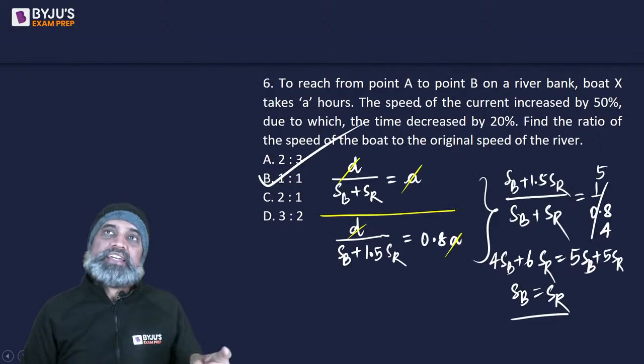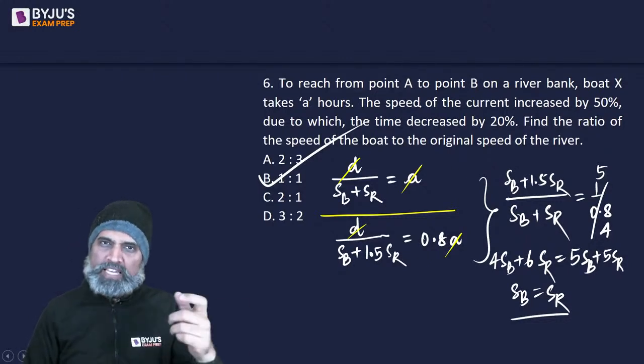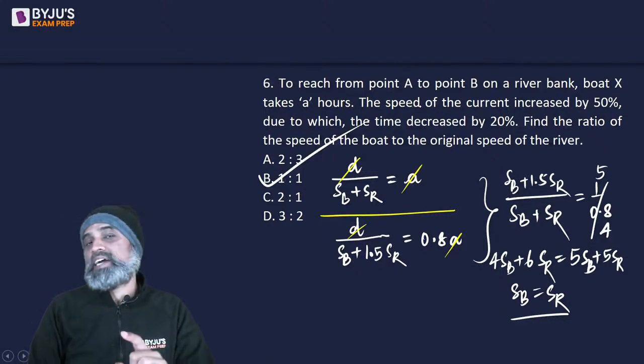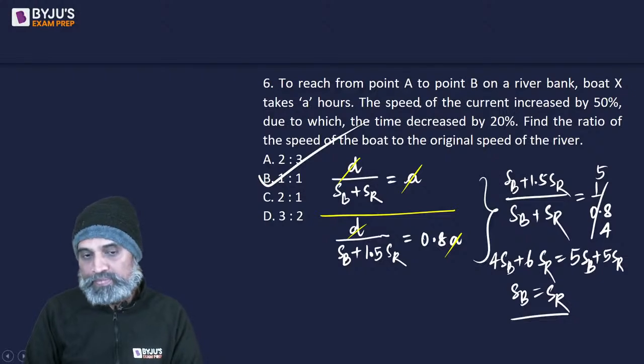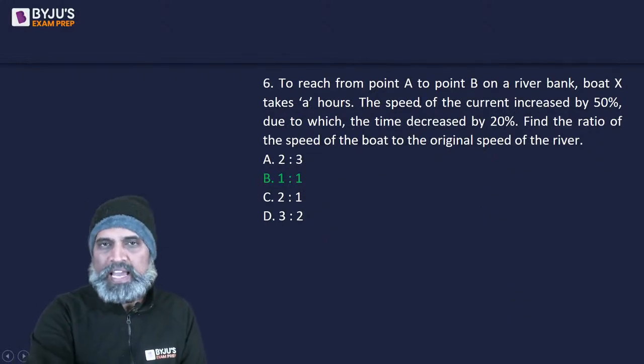If I'm going to take in the reverse, most probably it will not give us the answer, because agar yahan negative aata, suppose SB turns out to be negative or SR turns out to be negative, then we would have assumed that they were not going downstream. Okay, so pure coincidence, we started with downstream, we end up having the answer.